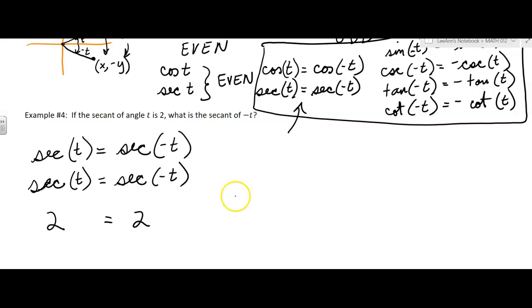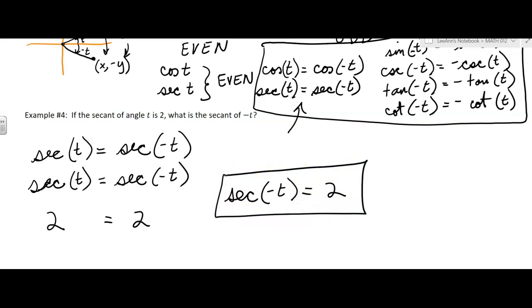So I don't know how they want to write it. Secant of the opposite of t equals 2. That's how I would write it. Okay? So secant of t, secant of negative t, they're equal to each other.